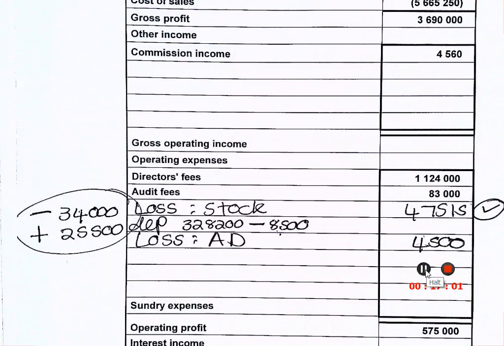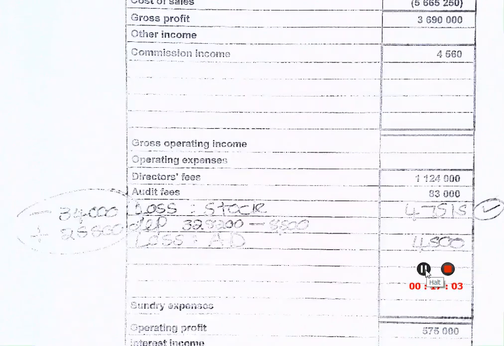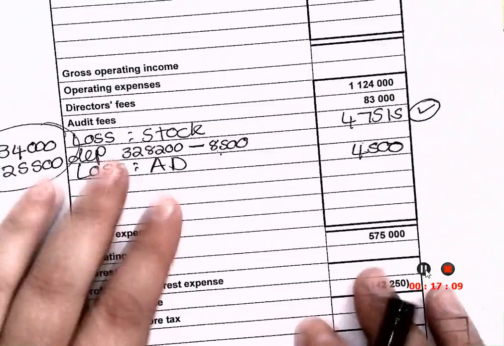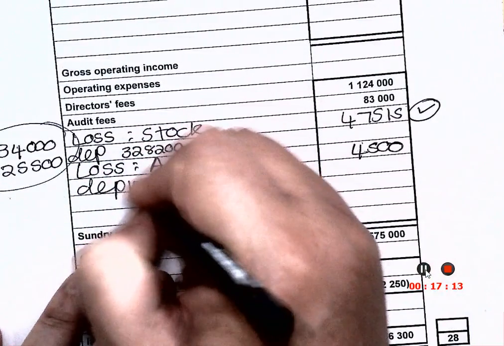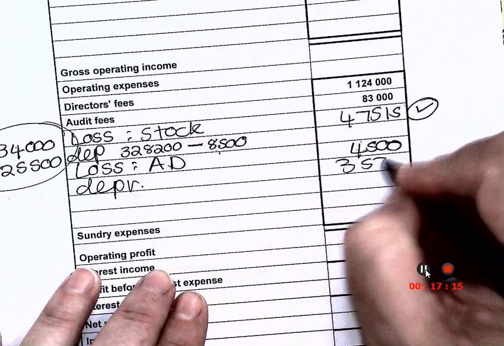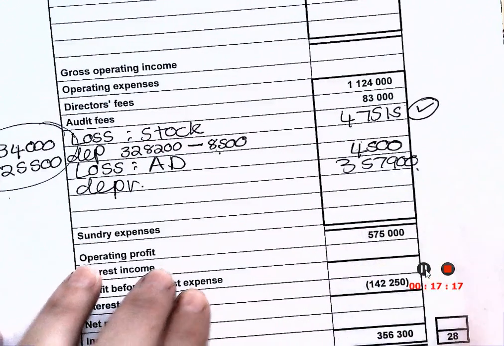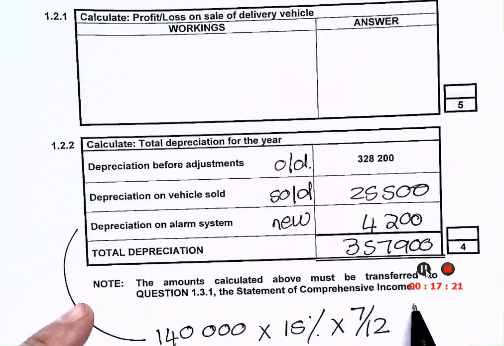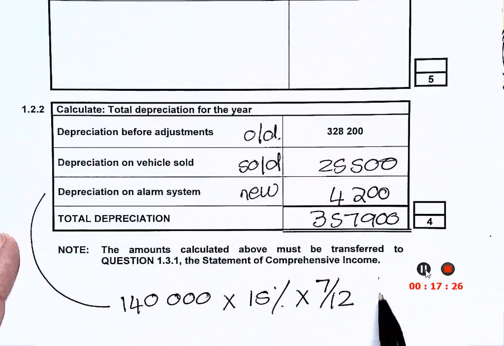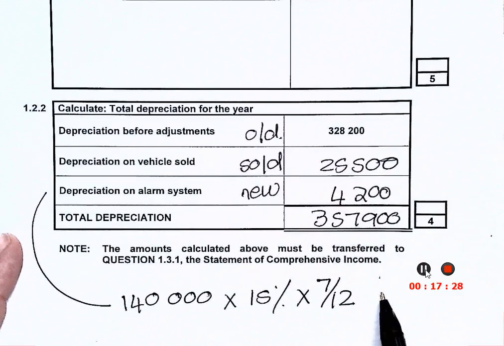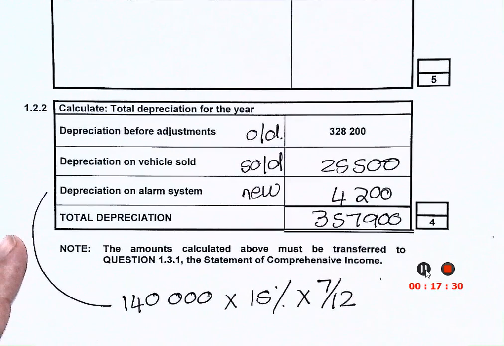So now I'm going to add all of that, if I can find my paper again. So I'm going to transfer it, depreciation 357,900, and they were very nice telling you that these amounts have to be transferred. This is not necessarily going to be in the paper. You have to know that you need to transfer it.